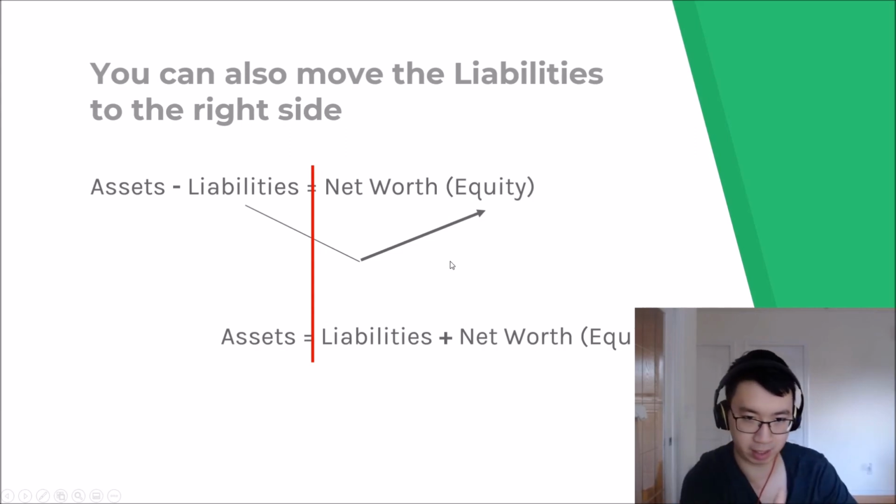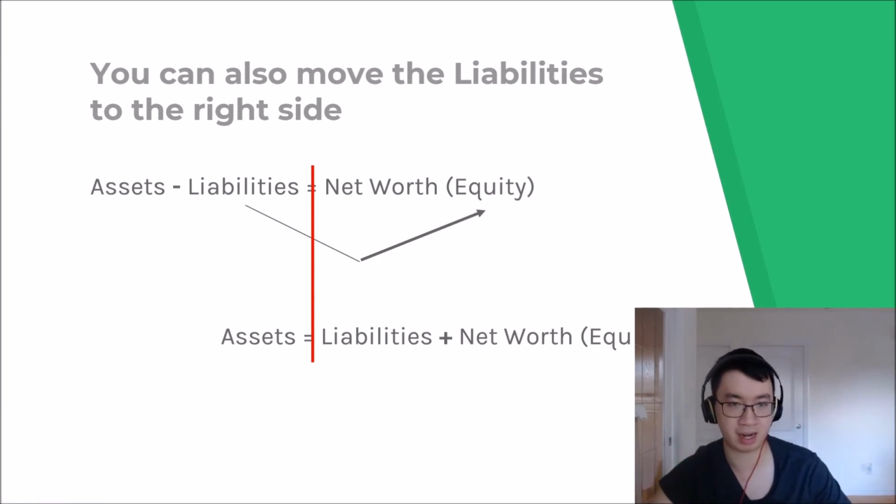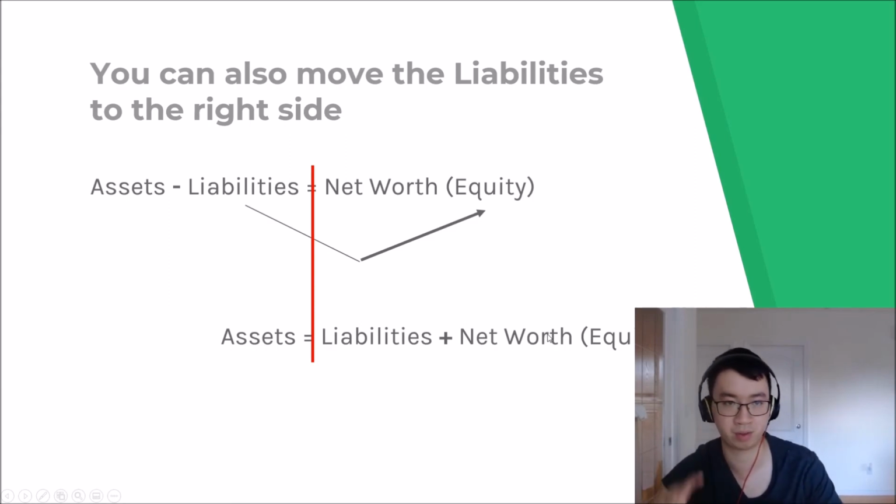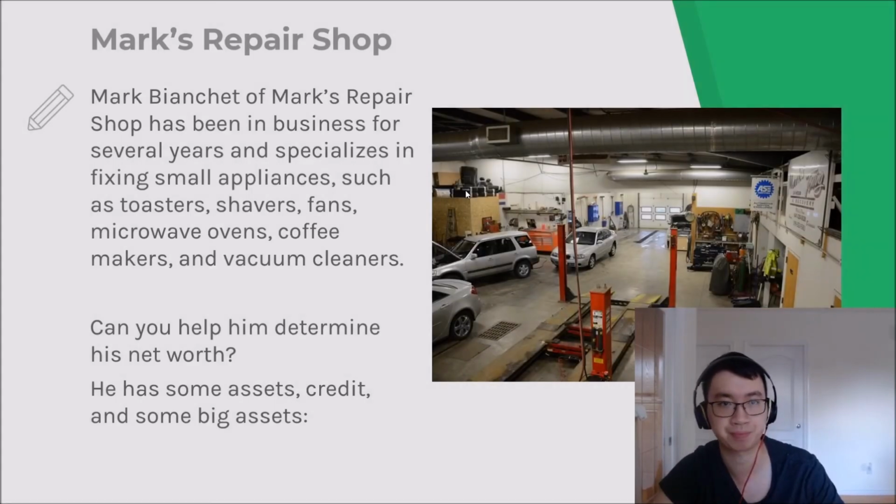However, we can move the liabilities to the other side, and assets is equal to the liabilities plus the net worth or equity. So I'm just moving around the equation. So what they own minus what they owe to third parties is equal to the owner's stake in the company.